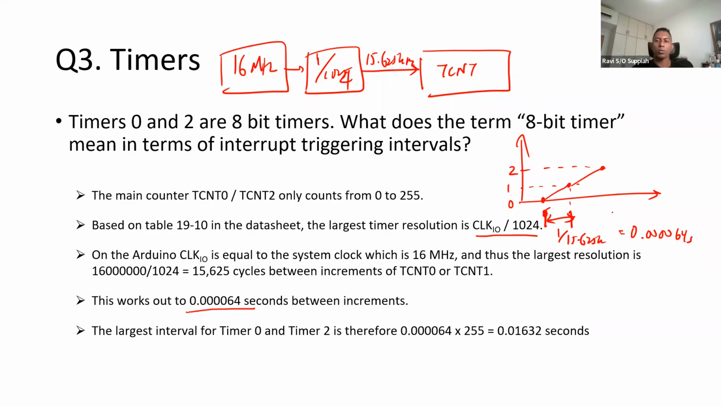If I allow myself to count all the way to the maximum value of 255, the maximum delay I can have when counting from 0 to 255 is 0.01632 seconds. That is the largest interval I can get if I use timer 0 or timer 2 with the largest prescale value.